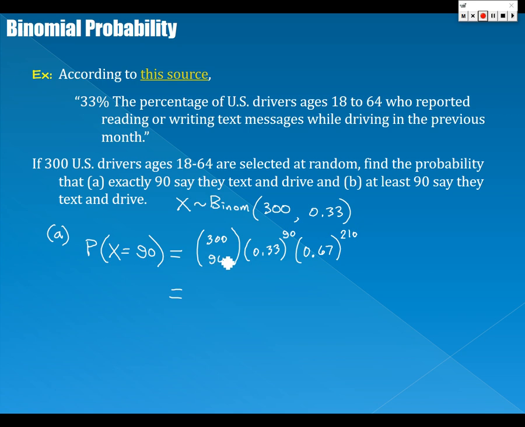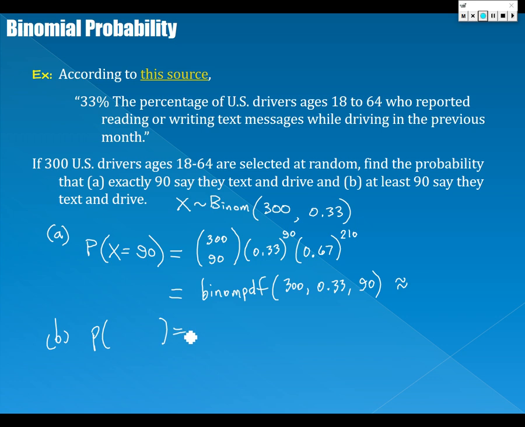Oh, sorry, did you say that? Or you can type in the calculator binompdf, 300, comma, 0.33, comma, 90, just like we've been doing. And in either case, you'll get an answer that works for us.